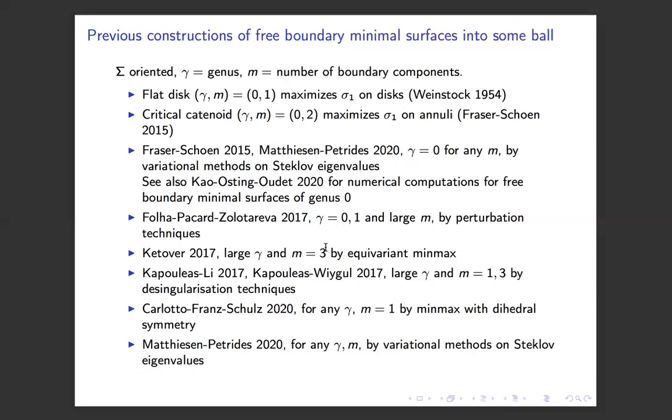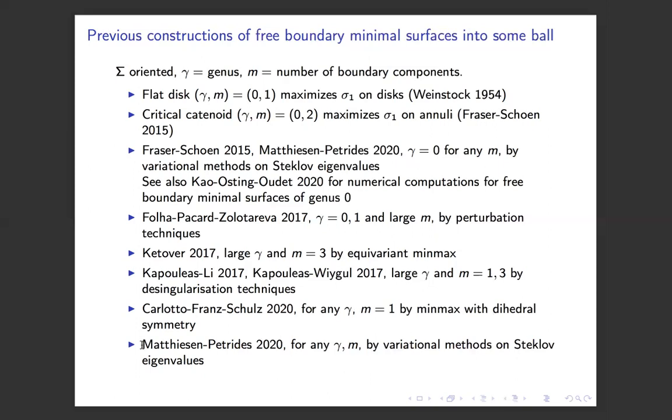And that's why the boundary components are only 3 and 1. And the last result is by Carlotto, Franz, and Schulz. They prove existence of free boundary minimal surfaces for any genus, but the boundary is connected.